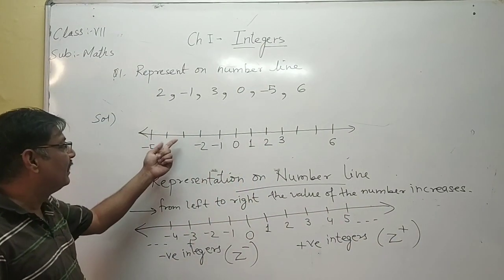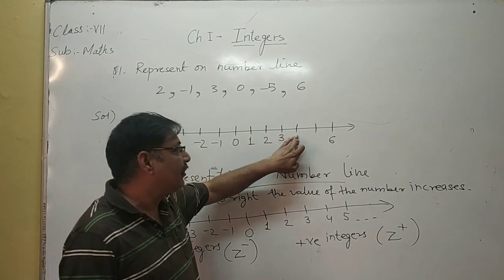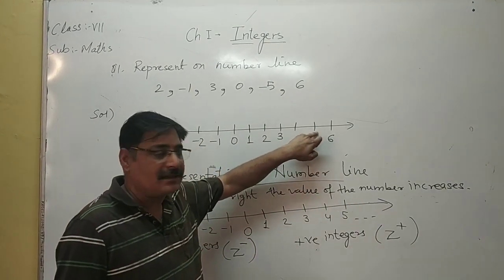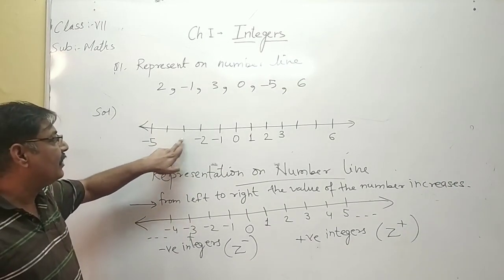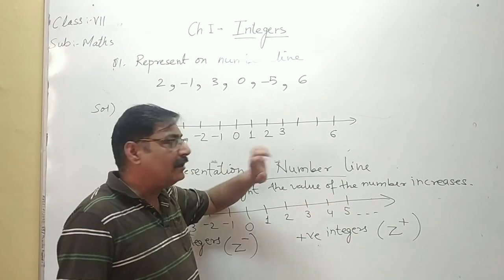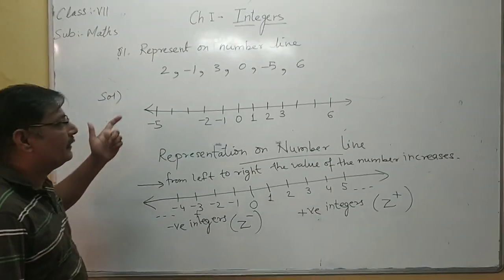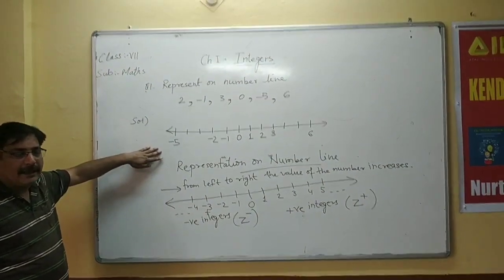Now you can see we have not written any number at these places, we have left them blank. So you will write it yourself, what will come here, what will come here, what will come here, and what will come here. We write down on this one. So this is how we represent numbers on a number line.